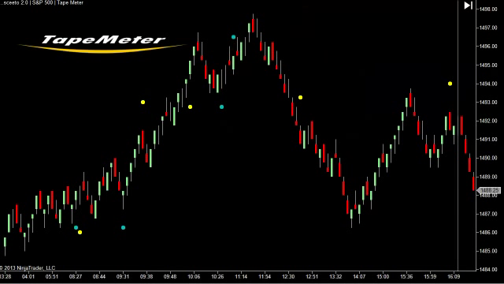In this screen, we have insights surfaced by Skeeto's tape meter. You can see that when either a blue or yellow dot is plotted below price, it's a good time to consider buying. And when either a blue or yellow dot is plotted above price, it's a good time to consider selling.